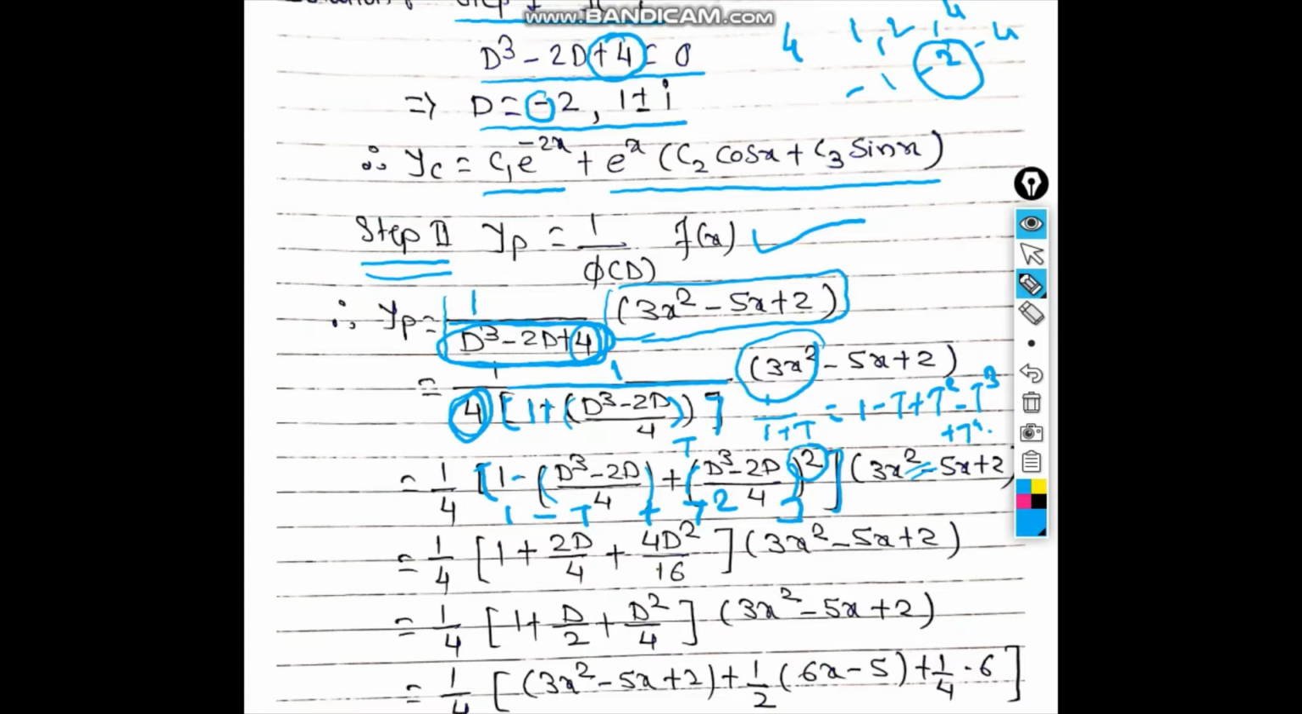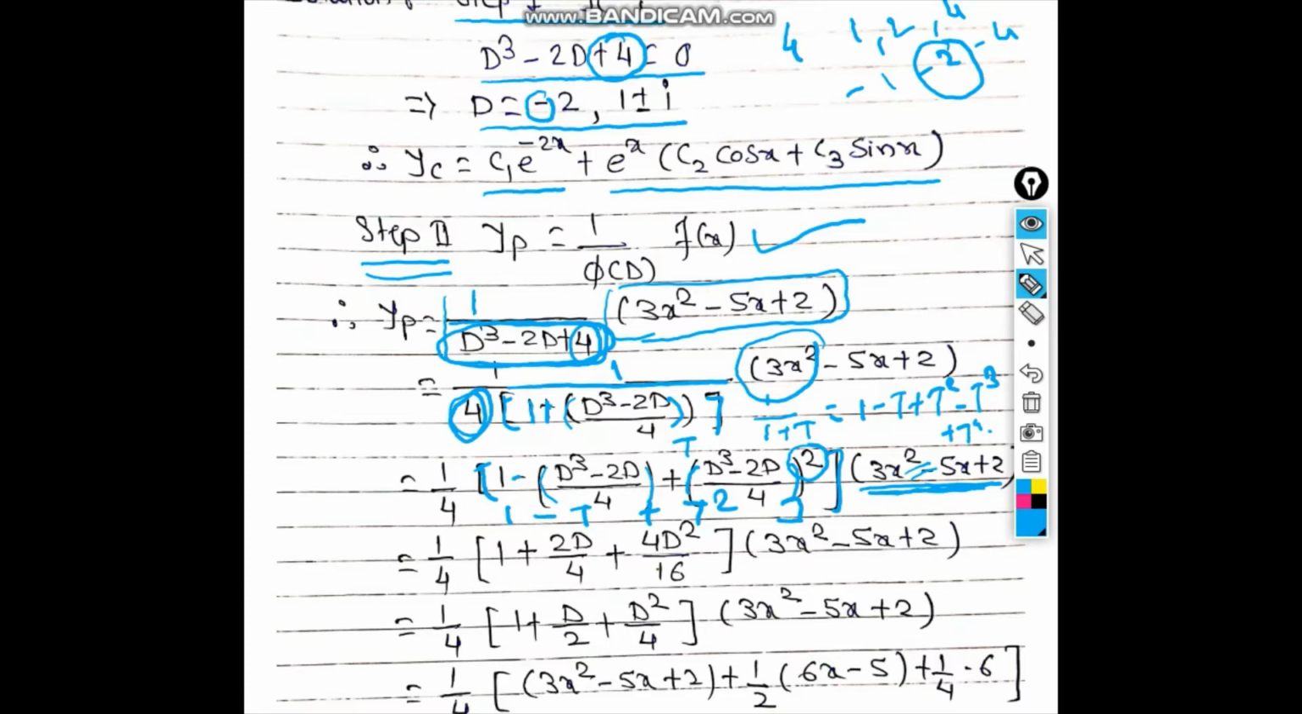Many of the terms again we have to ignore, because this is a quadratic equation, so the third and higher order derivatives are zero. As it is a quadratic, the maximum second derivative will exist. So we can ignore the terms of d cube, d raised to 4 and so on.